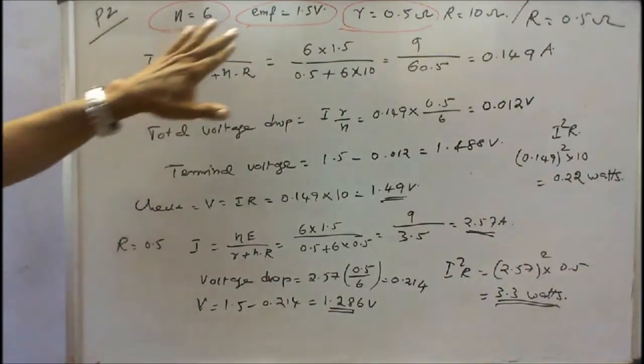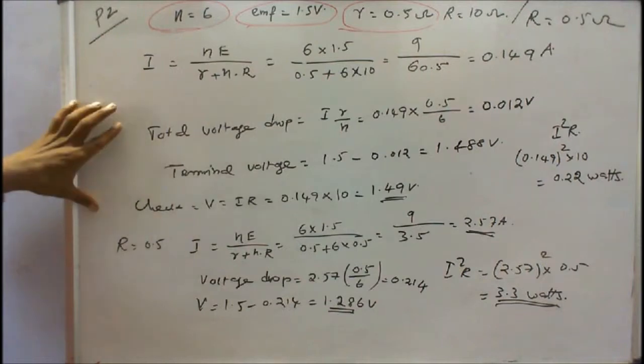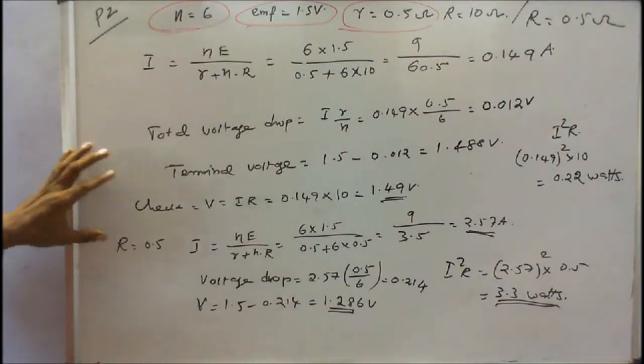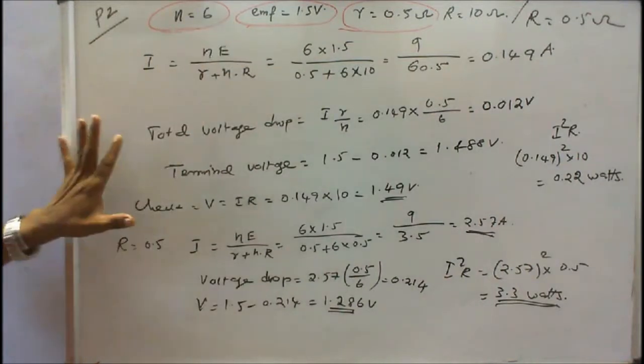Here the EMF is 1.5. All are connected in parallel. Therefore, the terminal voltage is always less than the EMF. This voltage is less than 1.5.